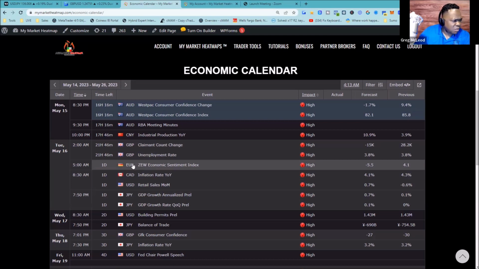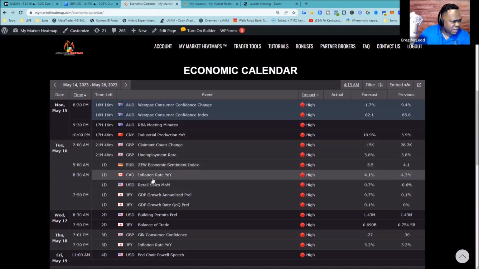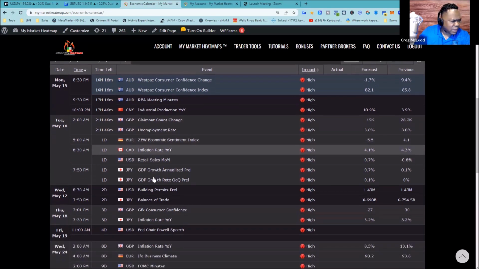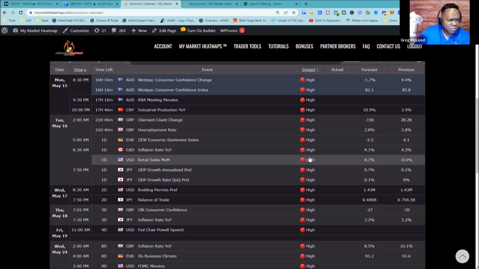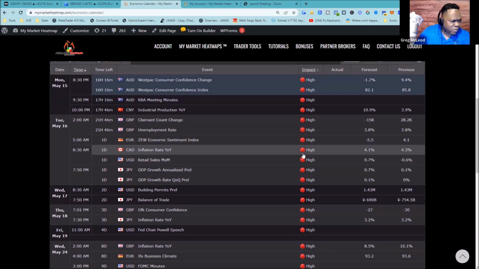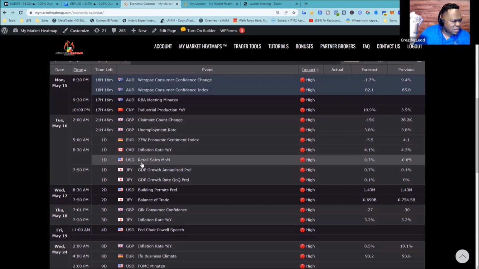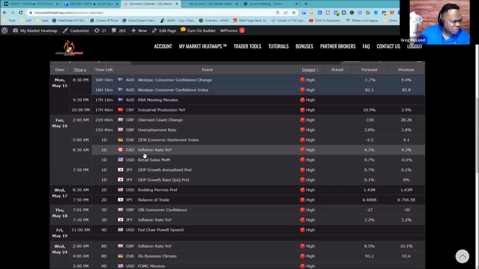British pound. We're also going to have at 5 a.m. some Euro data. The ZEW economic sentiment survey is supposed to fall from 4.1 to negative 5.5. And then we have 8:30 a.m. Canada inflation rate year on year, supposed to fall from 4.3% to 4.1%. Could be bearish for the Canadian dollar.